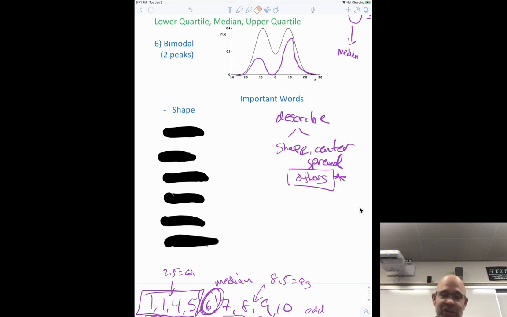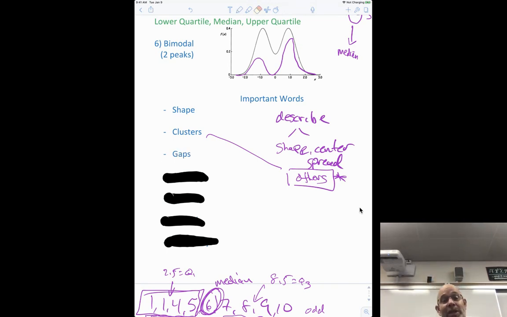All right. So the shape are all the words I just gave you. Bimodal, skewed left, skewed right, normal, uniform, things like that. Okay. That's the shape. That's usually the easiest one. If there are clusters, you should mention that as an other. In other words, if you got a whole bunch of numbers in one place and a whole bunch of numbers in the other place, you might want to say, oh, there's a whole bunch of numbers clustered around 10 to 12. There's a whole bunch of numbers clustered around 20 to 30. You want to say that. So that's like in others.